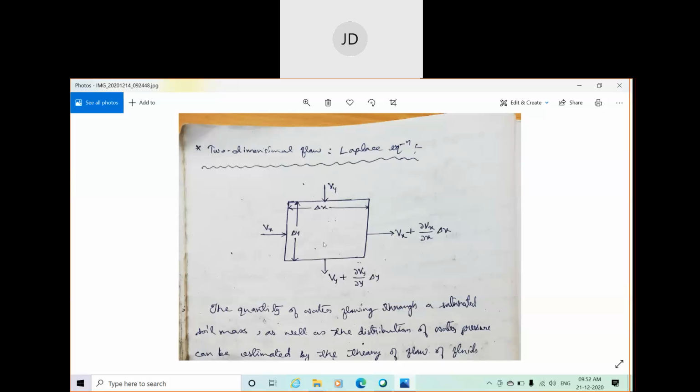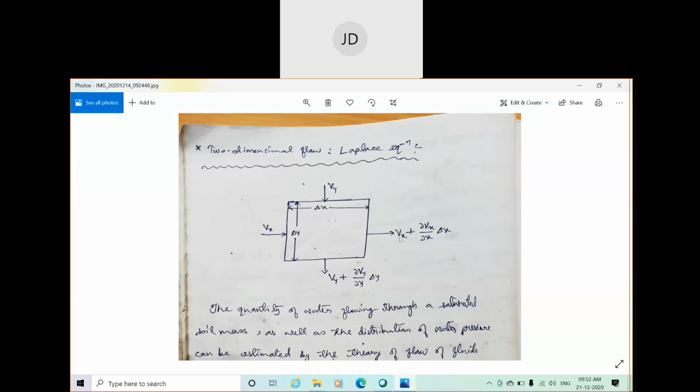That means within the soil mass, during the passage of water through the soil, the velocity of flow at the exit will keep increasing. But how much is the increase? This much amount of velocity will increase in the x direction, and this much velocity will increase in the y direction. So how do we find this out?